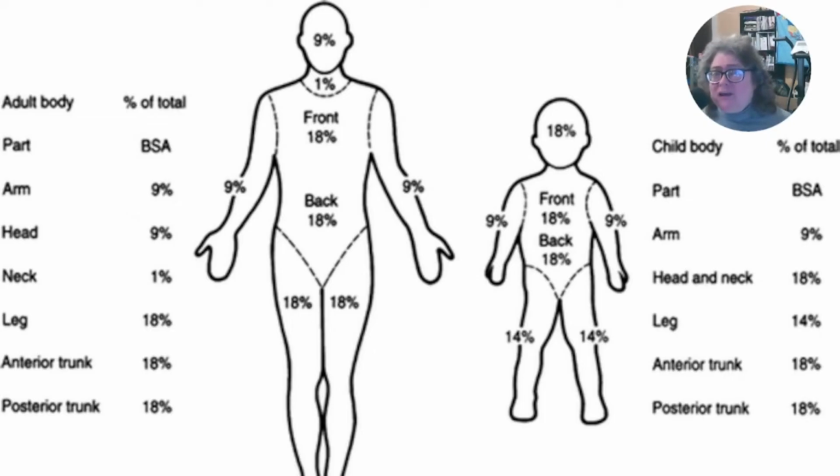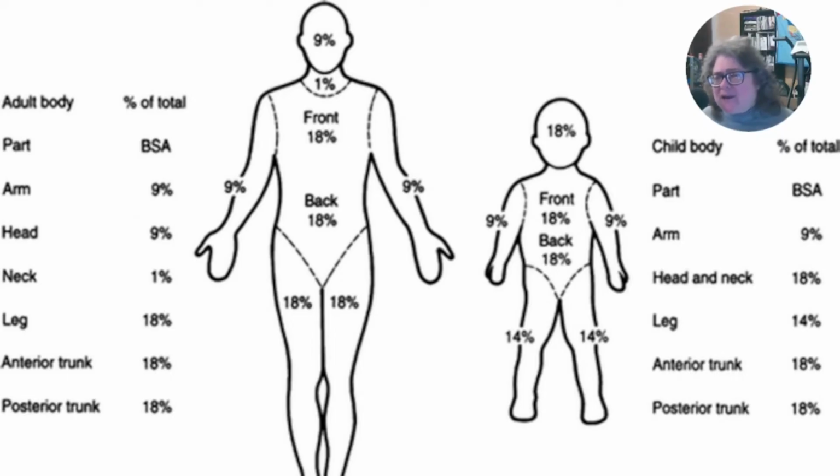For the child, the head and neck area is 18%. That means that it's 9% for the front and 9% for the back. Right? The arms are 4.5% for the front and 4.5% for the back. So 9% total, okay? Arms is 9%. The head and neck is 18%. The legs are 14%. So there's a little bit of a difference, but not much. Again, not listed on this chart is the groin area, which is 1%.